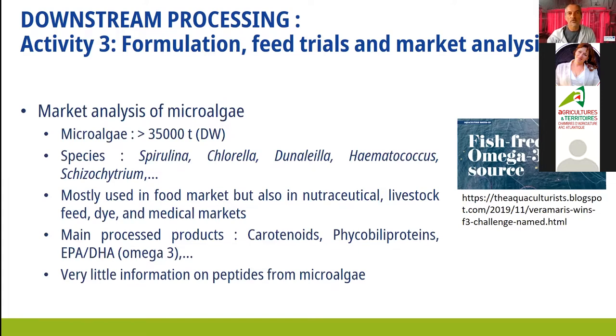Most of the macroalgae cultivated on industrial scale are used in the food compound market, but also in other markets such as nutraceutical, animal feed, or dye or medical markets. The most commonly extracted compounds or ingredients are carotenoids, phycobiliproteins, omega-3 PUFA, especially EPA and DHA. And then the price can be very variable depending on the product and its degree of refining.